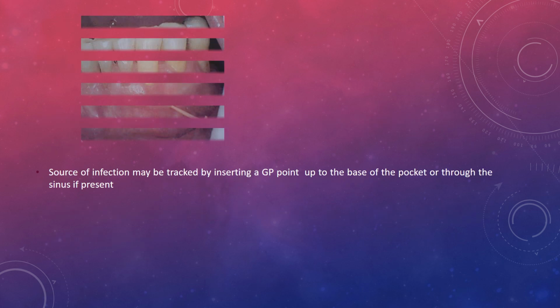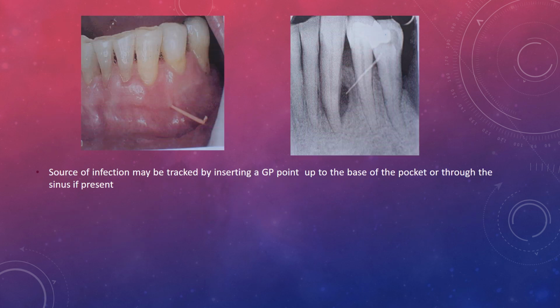The source of infection may be tracked by inserting a GP point. Clinically, you can insert the GP point to track the source of infection up to the base of the pocket or through the sinus present. After that you can take a radiograph and point out the abscess area.